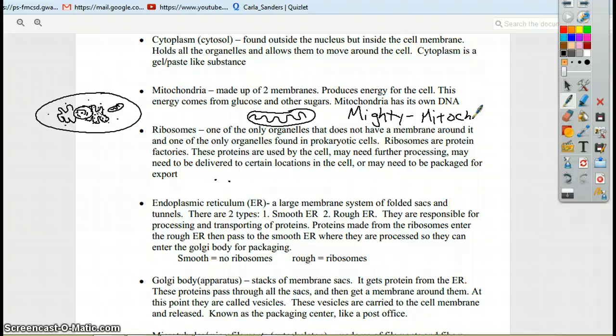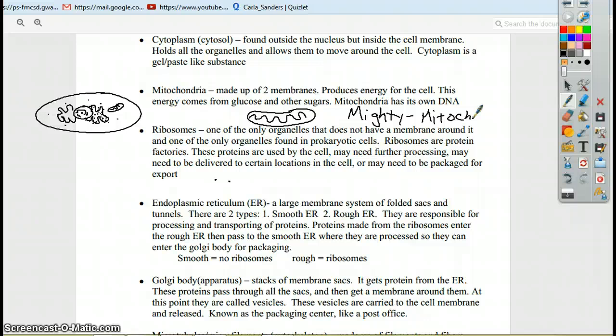Ribosomes make proteins. ER, the emergency room, we're transporting those proteins. Then our next cell part here is the Golgi body, sometimes called Golgi apparatus. I just tend to call it the Golgi. It's a stack of membrane sacs. It grabs those proteins from the ER, and it will process them further, and it will package them. So some proteins need packaged, and the Golgi does this. So it's the packaging center.